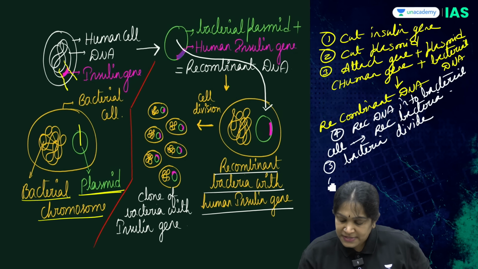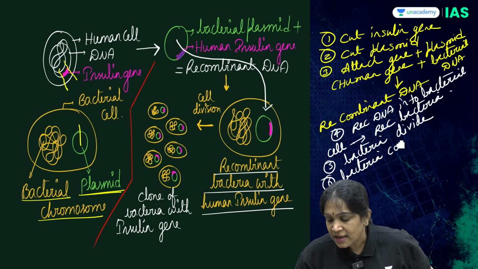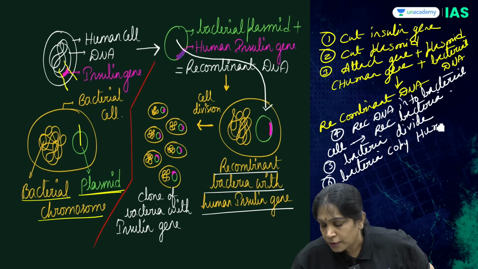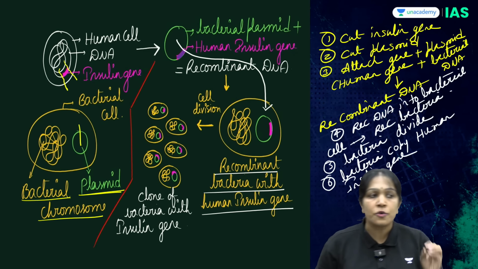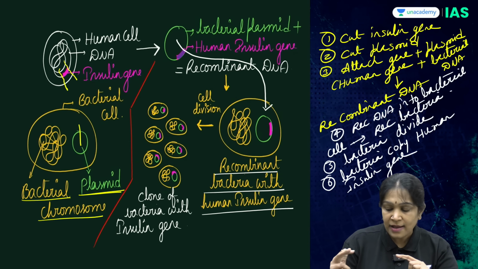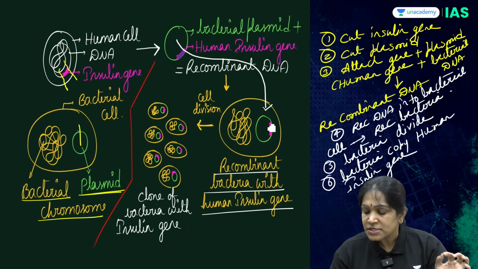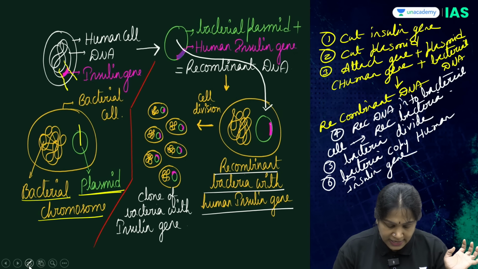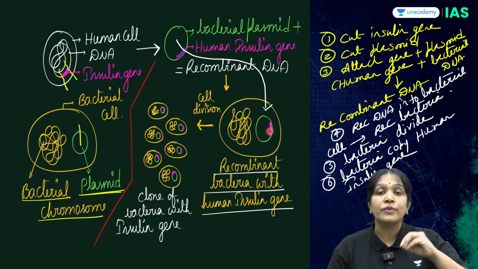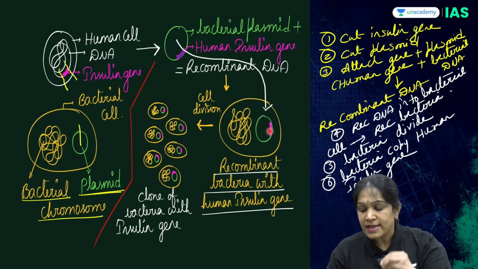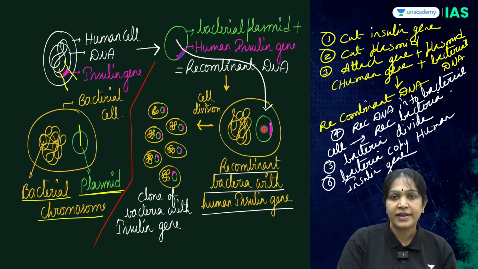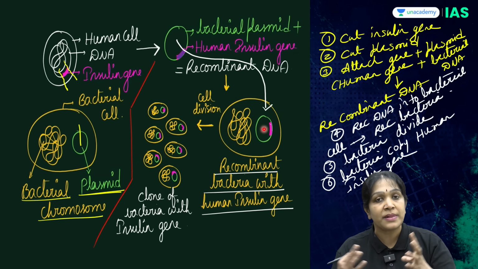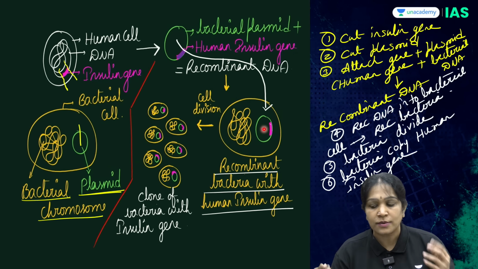Then the next step, the sixth step, is that the bacteria will copy the human insulin gene. Why does the bacteria copy the human insulin gene? Because we kept this human insulin gene inside the bacterial cell. Now the innocent bacteria thinks that it is a part of its own DNA and will copy it every time it divides. So every time the bacteria doubles, our insulin gene also doubles.